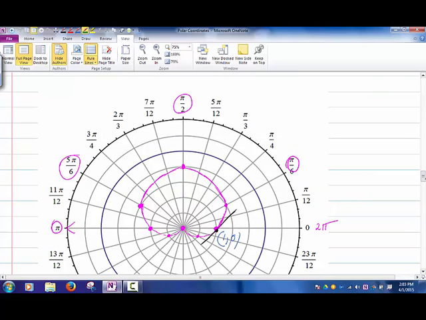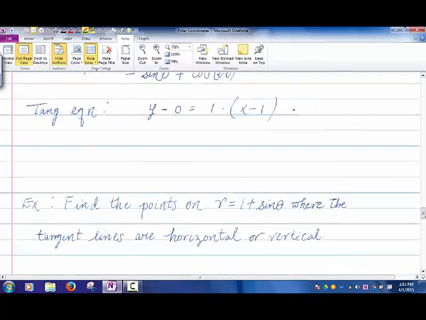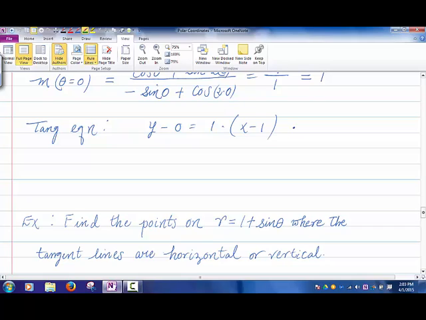So what's the equation of the tangent line at (1, 0)? Well, we can use the point-slope formula and say it is y minus 0 equals slope times x minus 1, right? And we are done. That's what we did last time, right? That's where we finished last time.